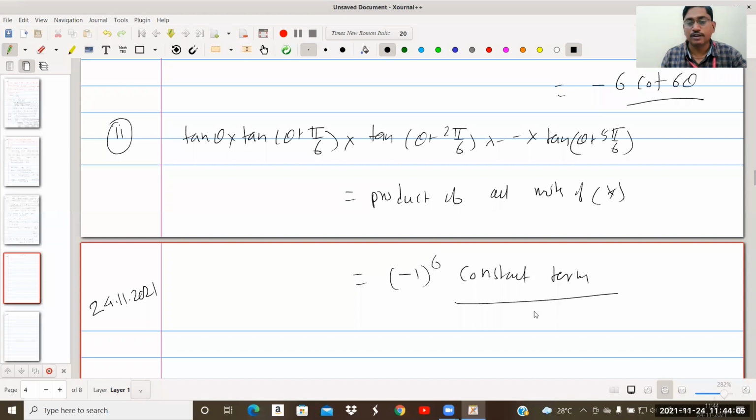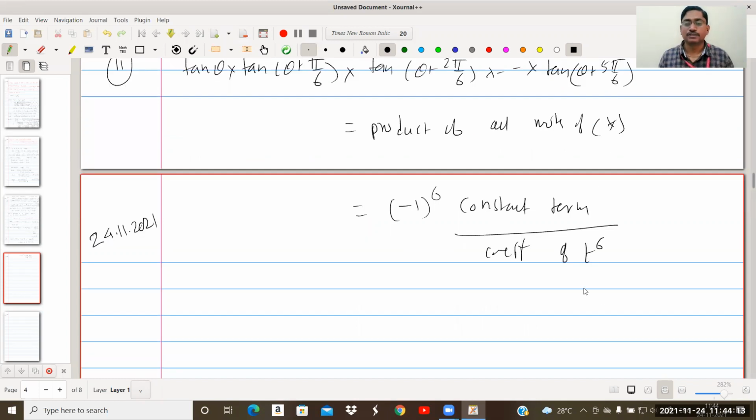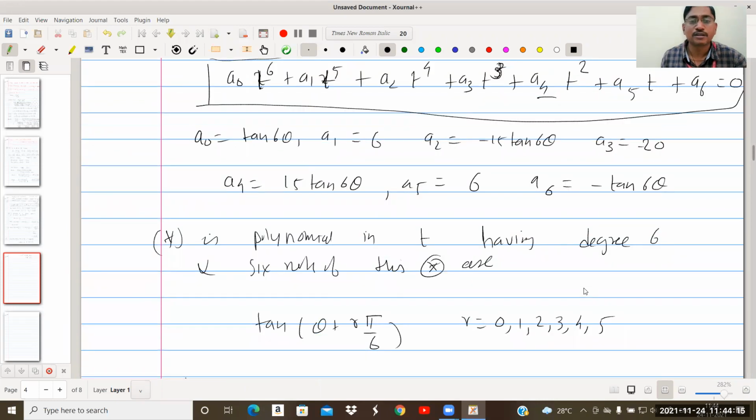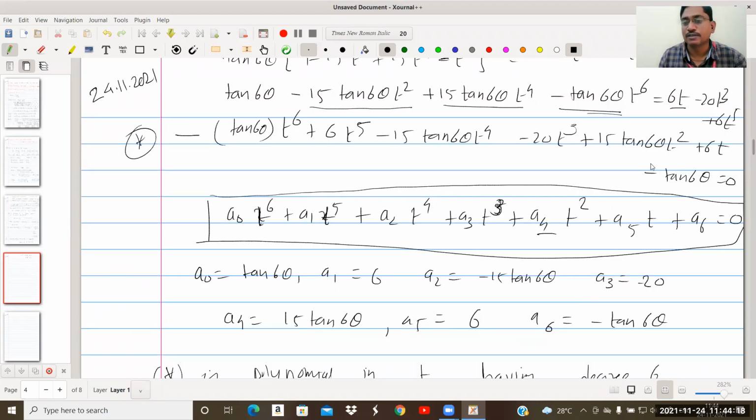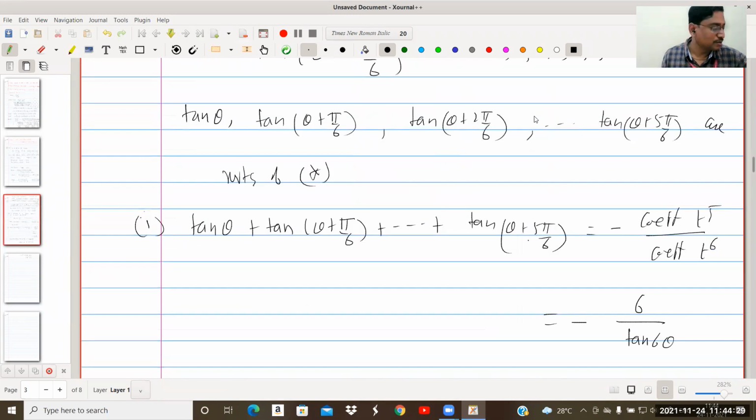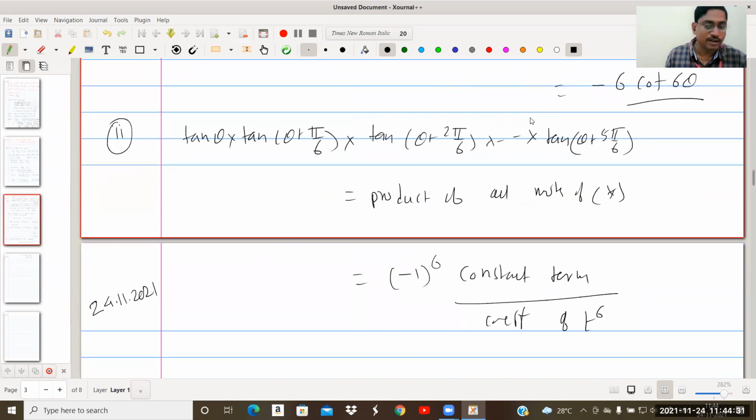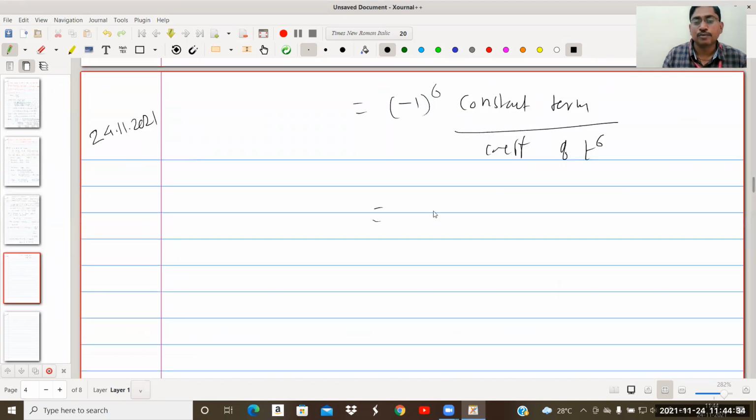Constant term divided by coefficient of t raised to 6. So what is the constant term in the equation of star? In the equation of star, the constant term is minus tan 6 theta, and the coefficient of t raised to 6 is tan 6 theta. So I am writing minus tan 6 theta divided by tan 6 theta, which is -1.